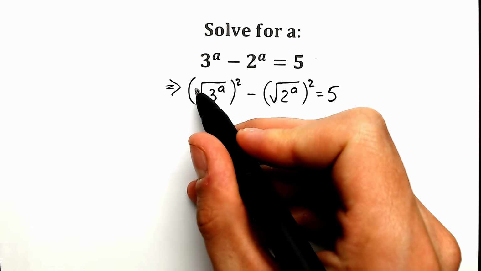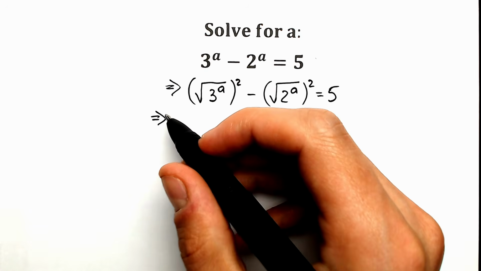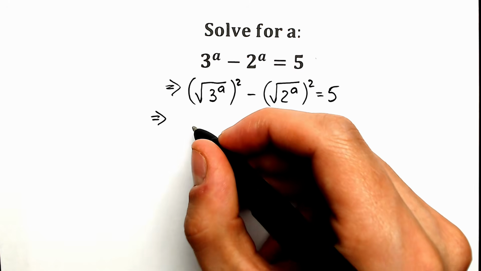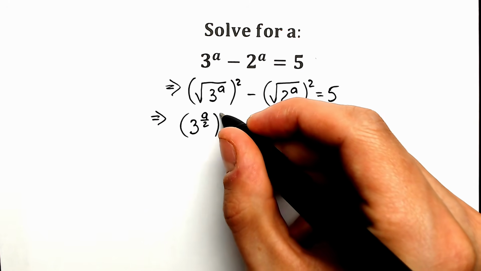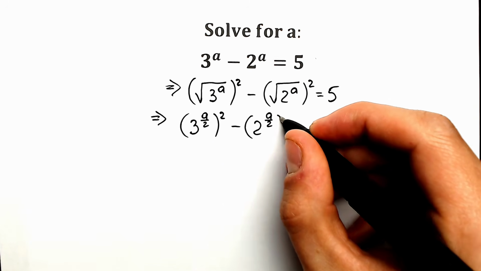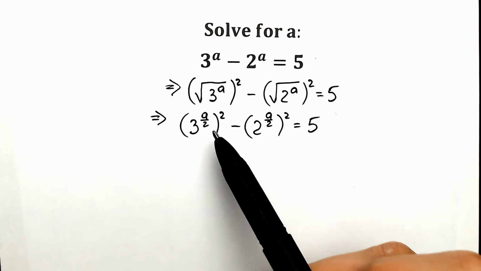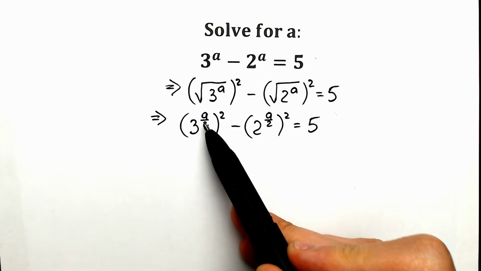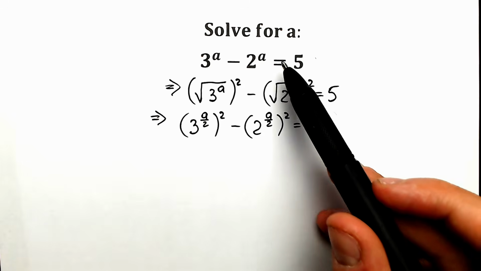Right now, I want to rewrite this square root sign, because everyone knows that a square root is the power 1/2. So here we can write 3 to the power a over 2, raised to the power 2, minus 2 to the power a over 2, raised to the power 2. And from this angle you can easily see that I didn't change anything, because when we raise this expression to the power 2, we have 3 to the a, as we cancel these two right here. So basically we have absolutely the same expression.